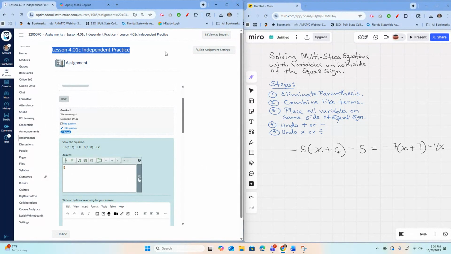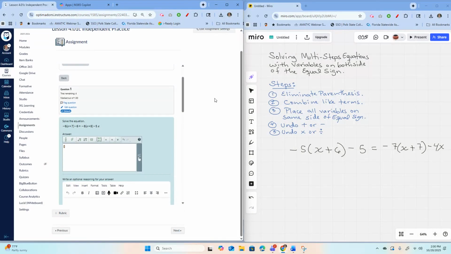Okay, the whole idea is we are still solving multi-step equations. In other words, to find the value of x, we're going to have to do a lot of steps. However, what is different this time? We're going to have the variable on both sides of the equal sign.